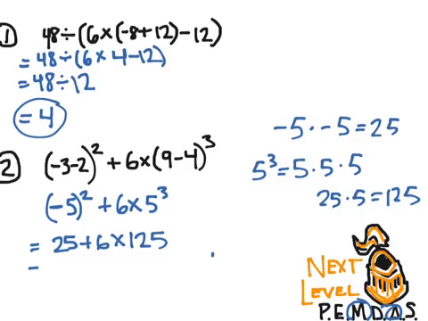So let's multiply first. We're going to pull our 25 down, plus 6 times 125, which equals 750. So last step, just addition. 25 plus 750 is 775.